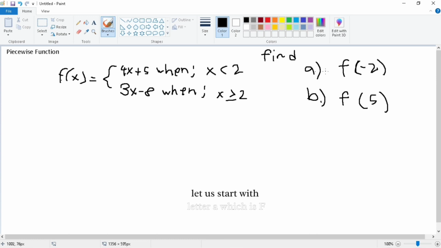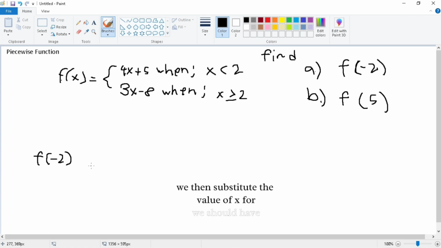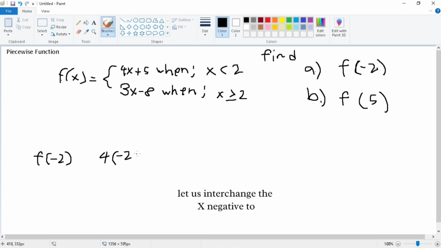Let us start with letter A, which is f of negative 2. We have to use the formula 4x plus 5, since x is less than 2. We then substitute the value of x. Let us interchange the x with negative 2, evaluate, and then plus 5.